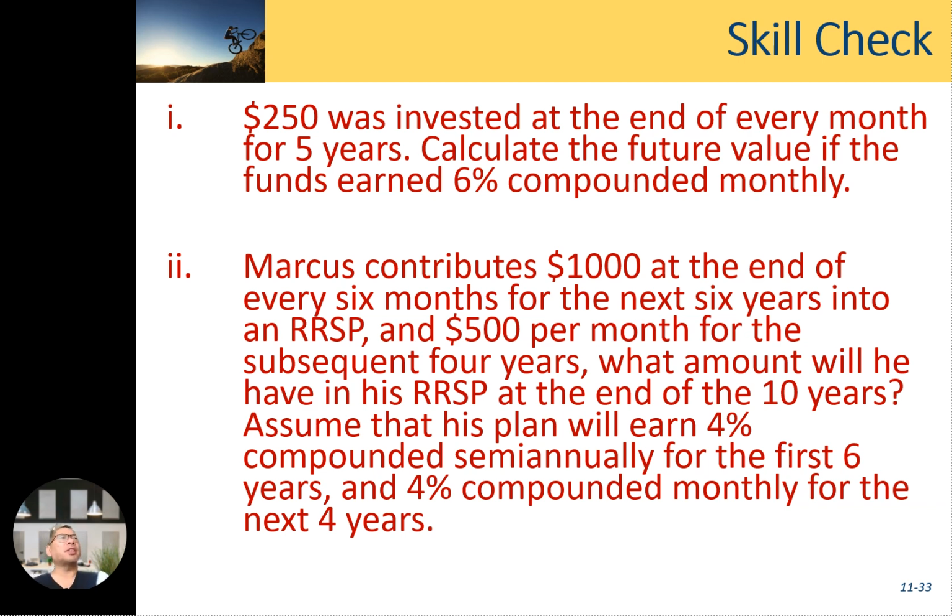250 was invested at the end of every month for 5 years. Calculate the future value if the funds earn 6% compounded monthly. Marcos contributes 1,000 at the end of every 6 months for the next 6 years into an RRSP, and 500 or none for the subsequent 4 years. What amount will he have in his RRSP at the end of 10 years? Assume that his plan will earn 4% compounded semi-annually for the first 6 years and 4% compounded monthly for the next 4 years.